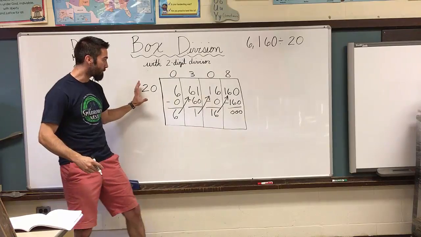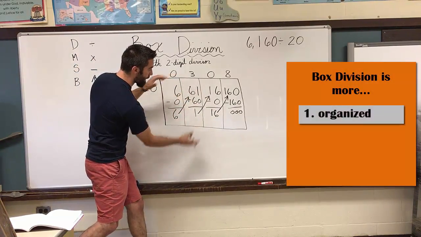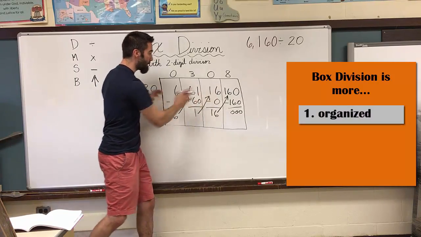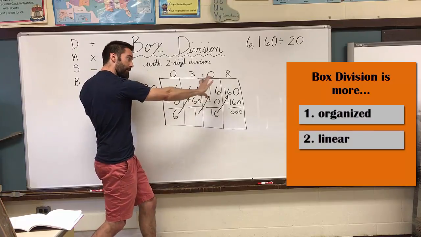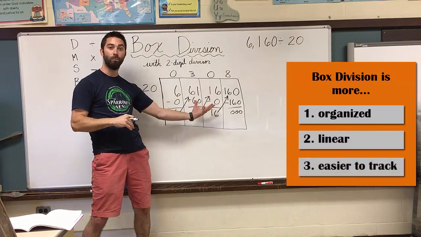And so this creates a more organized process. The kids tend to get lost when they get further down, and then they get lost on issues where there's a 0 within the quotient. So you need to make sure that this box division stays linear, and it helps the kids stay more focused, so that way there's less problems with the division process.